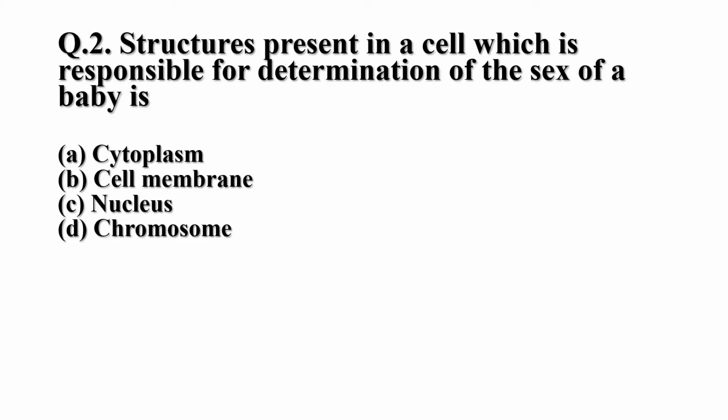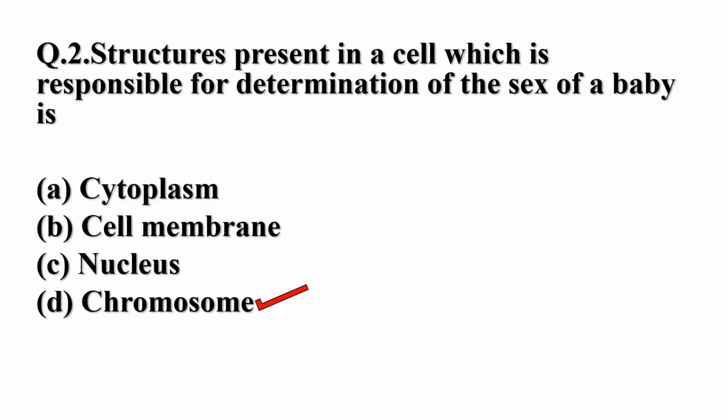Question 2. The structure present in a cell which is responsible for the determination of the sex of a baby is option A, cytoplasm, B, cell membrane, C, nucleus, D, chromosome. And the right answer is D, chromosome.